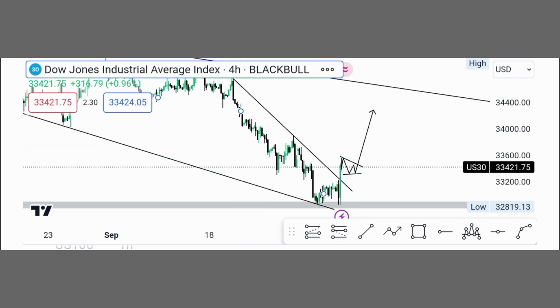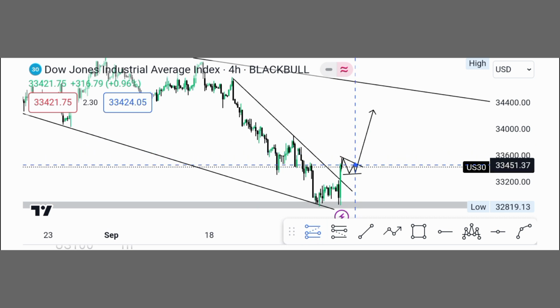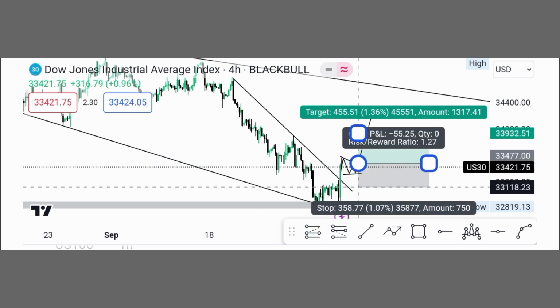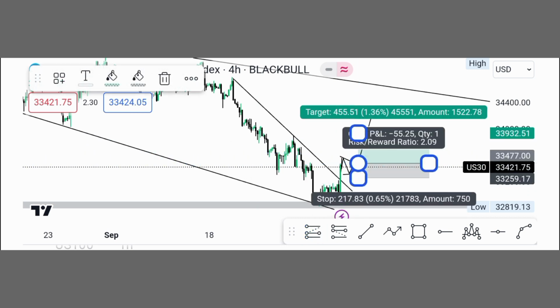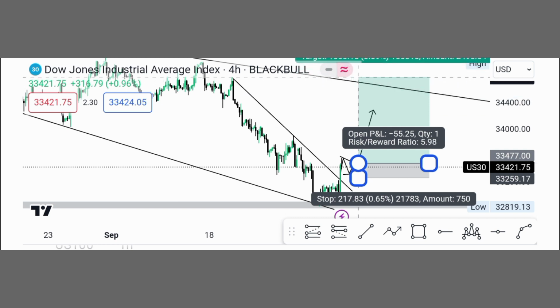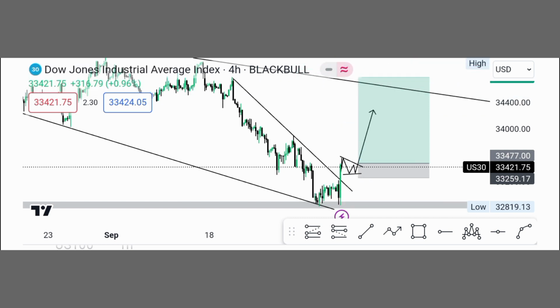Then we can take our bias to go all the way to the upside, right? Something like that. Stop loss below there, and then I'll take profit all the way to the 90% rule. So this is what we might expect on US30. Okay, this is very clean, nothing complicated, it's just straightforward.